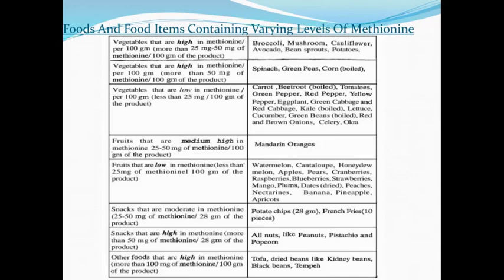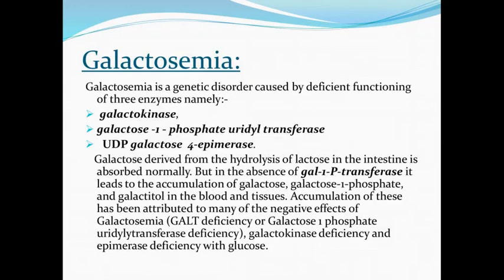Okay, so moving on to the last inborn error of metabolism, we have galactosemia. So now, what is galactosemia? Galactosemia is a genetic disorder caused by deficient functioning of 3 enzymes, namely galactokinase, galactose-1-phosphate uridyl transferase, and UDP galactose 4 epimerase.